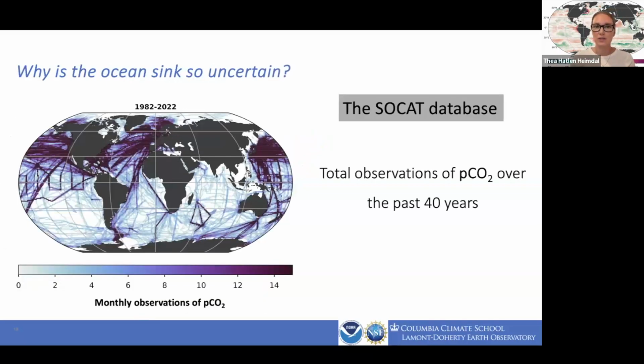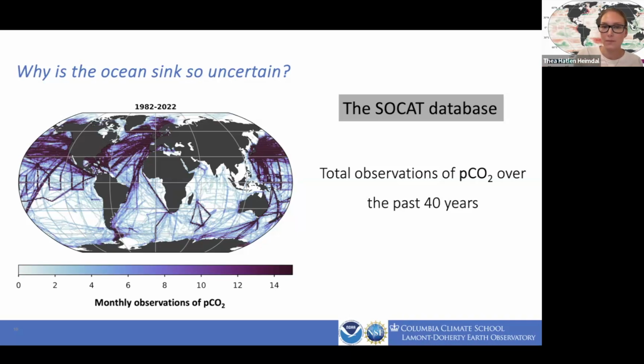Okay, so why is the ocean sink so uncertain? There are several reasons for this, and it's complex, but one very important reason is the lack of observations. So for surface ocean pCO2, we can't use satellites and measure everywhere. It's not possible. So the biggest database we have is the SOCAT database. You'll hear this word many times. It is a database of surface ocean pCO2 values collected mostly from ships. And the figure here shows all available pCO2 observations in the SOCAT database since the 80s until today.